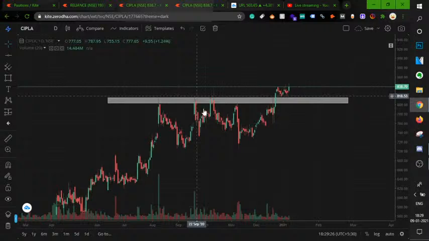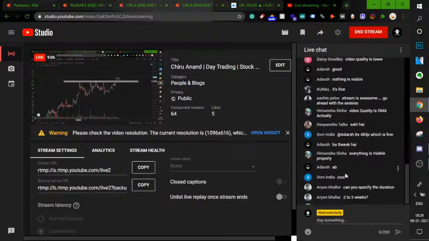Now let me ask you, what kind of an impact zone is this? Just let me know in the comments so that I understand that you guys are getting the concept.